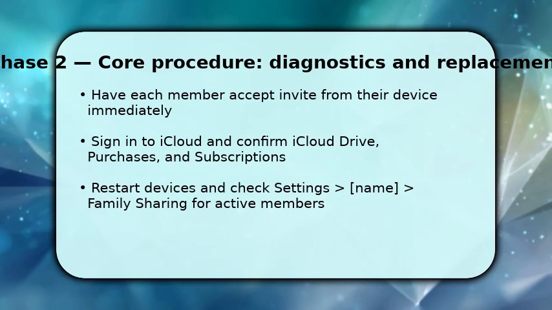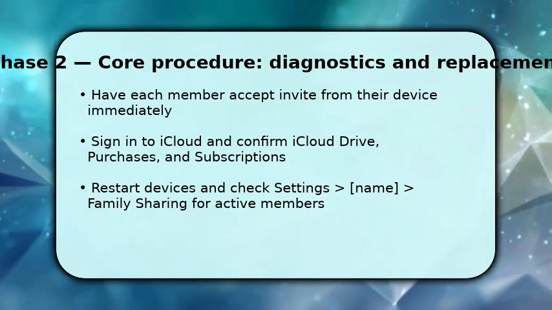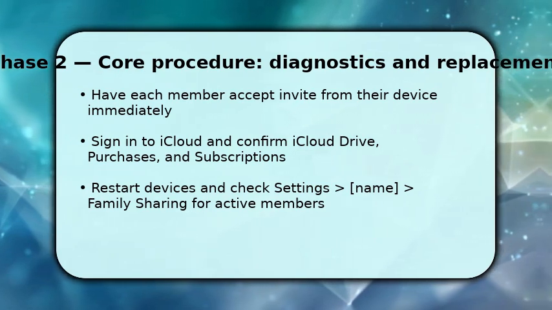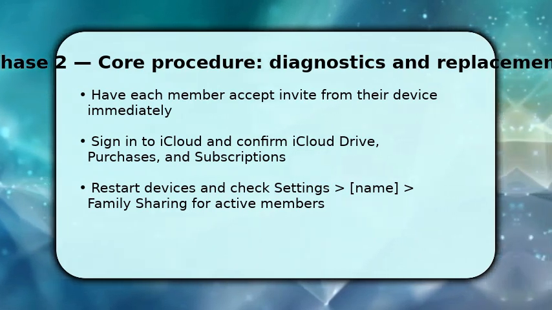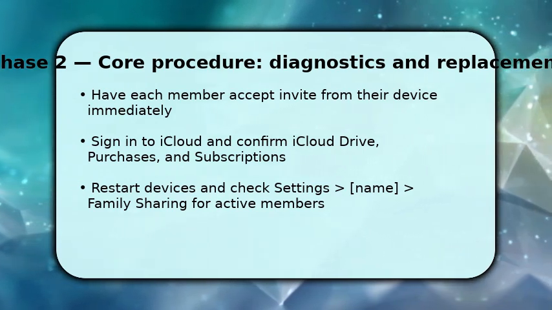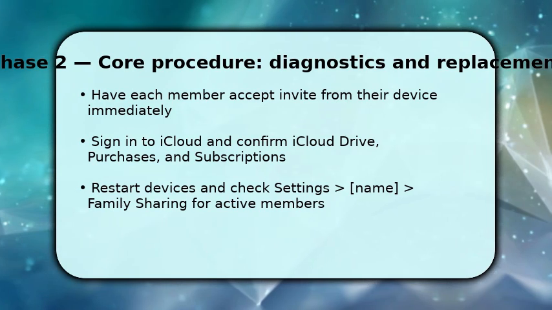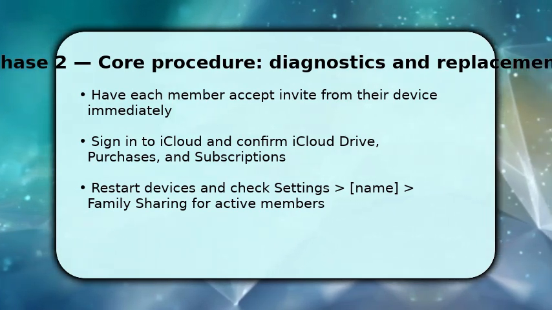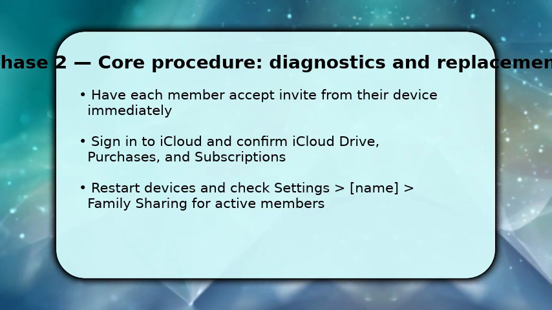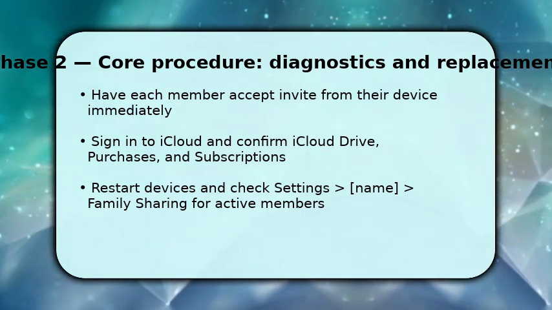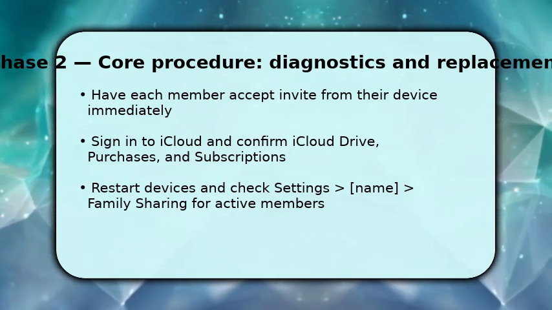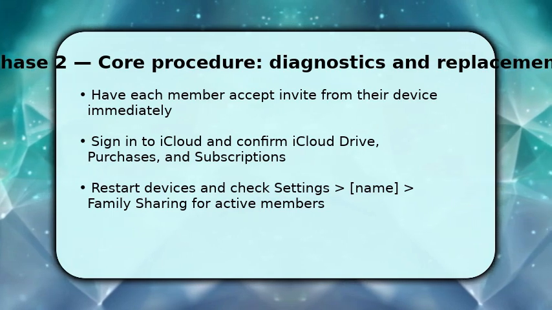You next ensure each invited person accepts the Family Sharing invite on their own device. Without acceptance, features won't connect. After they accept, instruct them to sign into iCloud and enable iCloud Drive, purchases, and subscriptions. These toggles permit shared purchases and storage. Once toggled, restart each iPhone to force a sync, then return to Settings, your name, Family Sharing to confirm members show as active. This sequence resolves common permission propagation delays and lets shared services appear correctly.